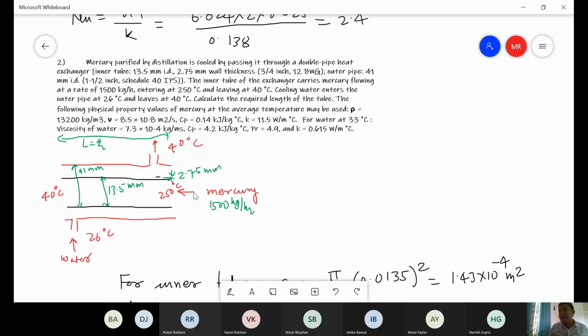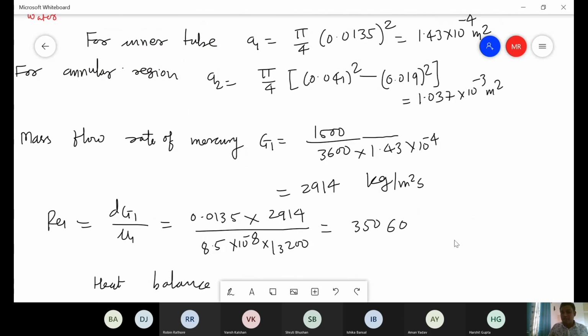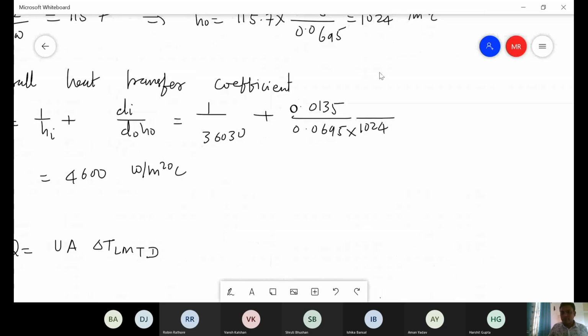So that can be obtained as U A delta T LMTD, isn't it? Here area is going to be pi d l. And there we know pi, we know d, we know delta T LMTD. We can calculate the length of the pipe required for this particular heat transfer, isn't it? So that is what we are going to do in the last step.